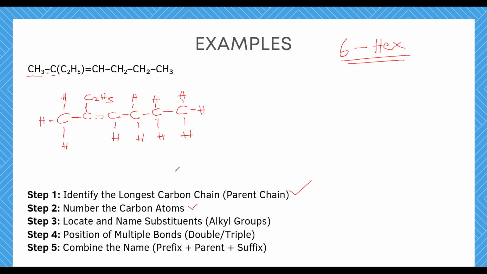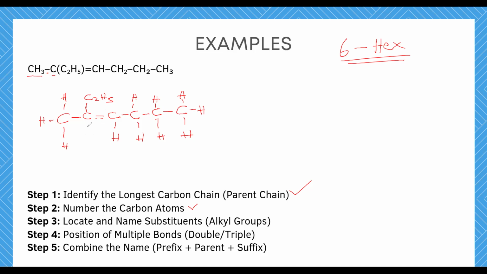Step number two, number the carbon atoms. Now, David, where are we going to start numbering the carbon atoms from? Left to right. From left to right or from right to left? Left to right. David, hold on. Let me redraw the structure again because I think we have missed out something. I don't think the longest carbon chain is six. I think it is more than six.